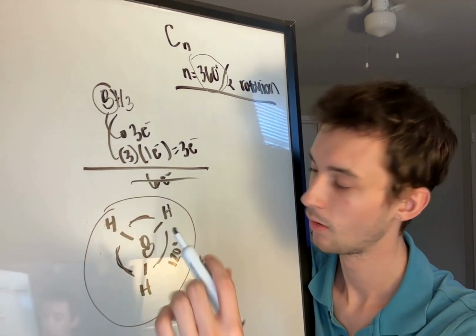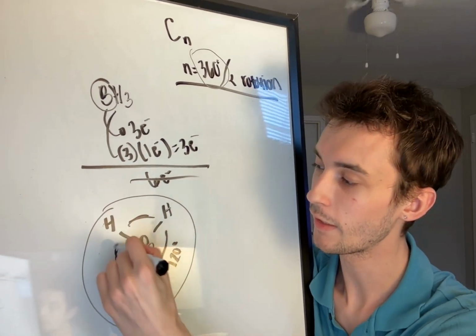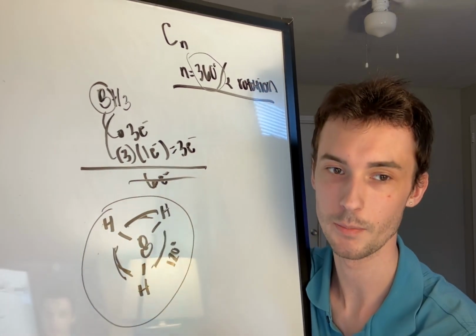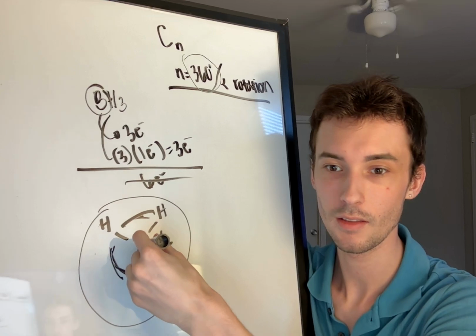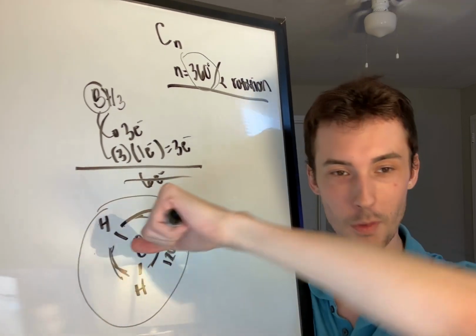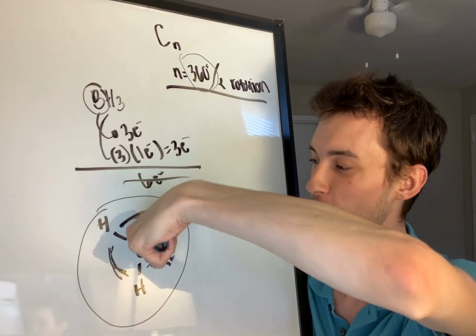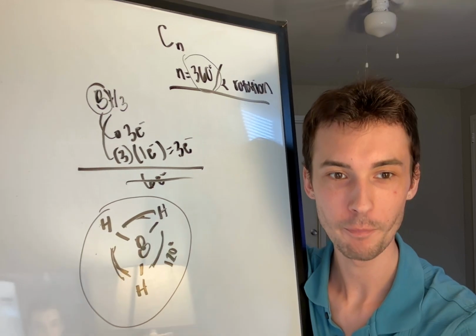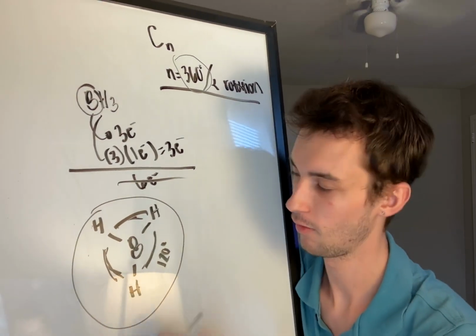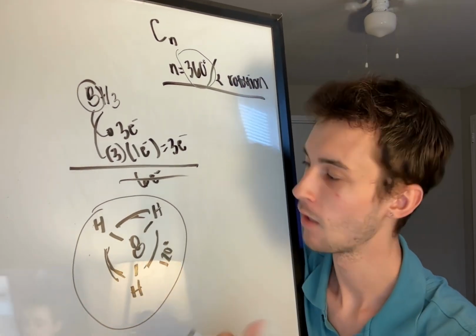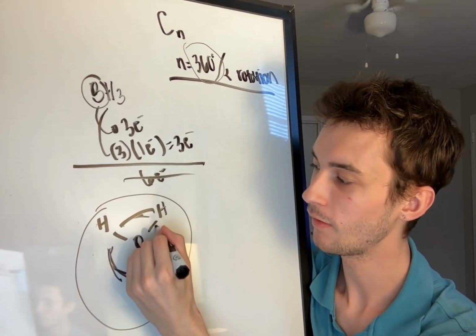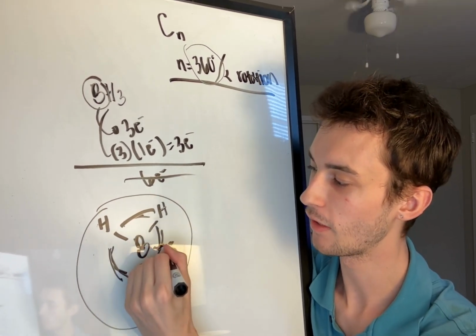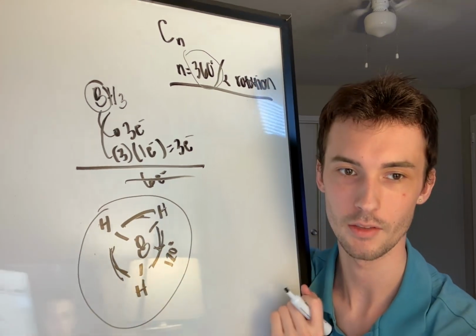So there are 3 equal 120 degree distances between these bonds. If I take my line that's going through the boron and I rotate this 120 degrees, what's the molecule going to look like? It's going to look exactly the same. But I can't move it 60 degrees. If I moved it here, it would not look like how it does right now.